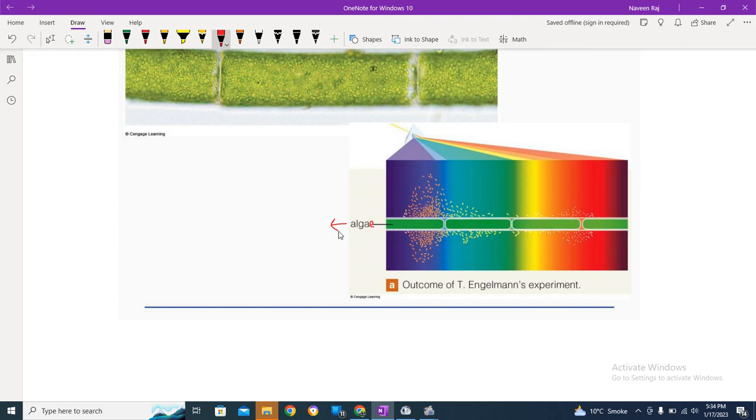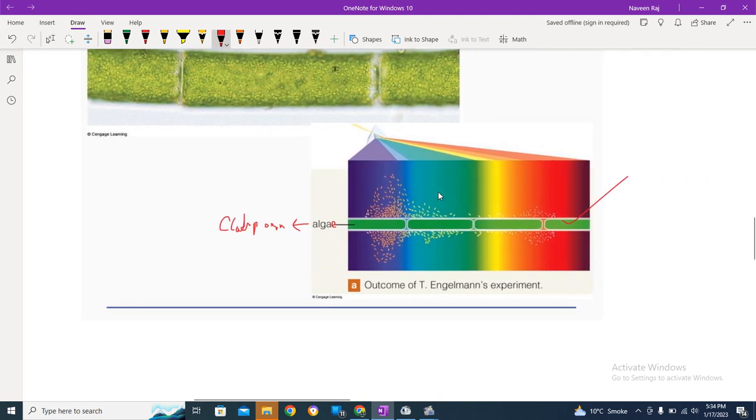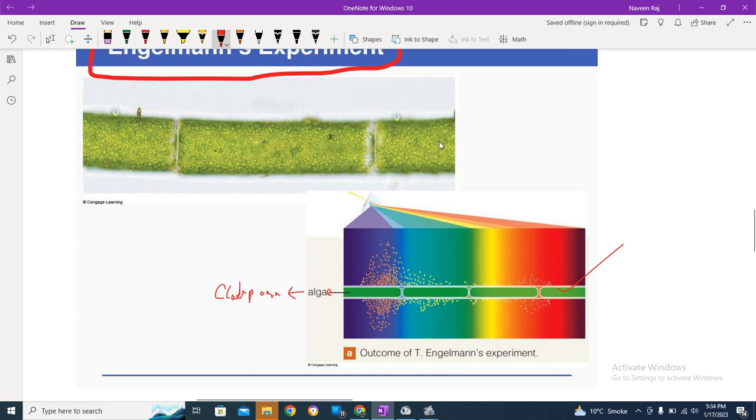They were Cladophora, green photosynthetic algae, as you can see over here. That was the first thing, and in this picture you can see that they were green photosynthetic algae. There is a clear picture of it as well.